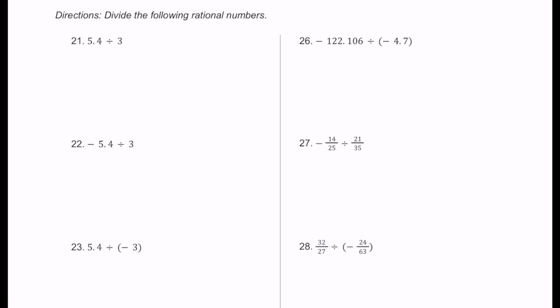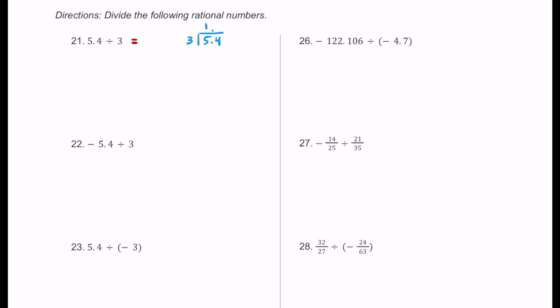Now let's take a look at some rational numbers. So let's practice working with some decimals and fractions together. For number 21, we have a decimal divided by a whole number here, or integer. So we have 5.4 divided by 3. So let's go ahead and make sure we feel comfortable with this. So 5.4 is going to go inside the division house as the dividend. 3 is the divisor, and this decimal comes straight up.